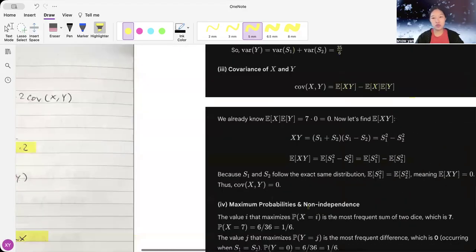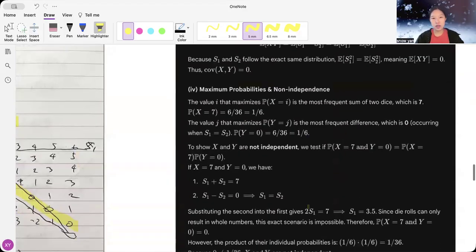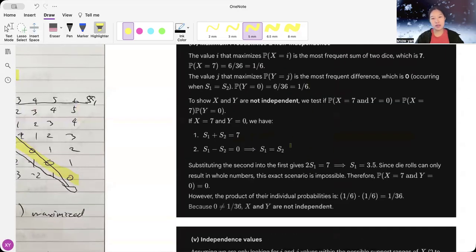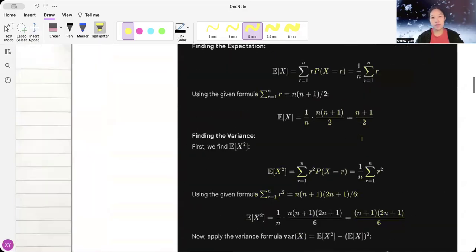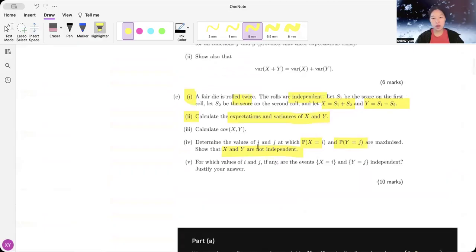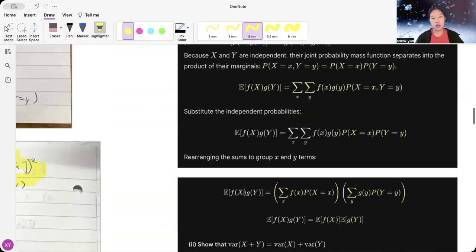I think let me see what Gemini did. Yeah, Gemini did the same thing. You get 1 over 6, 1 over 6, not the same, hence not independent. The same idea. And then for the next part, we have, for which values i and j, if any, are the events independent? Justify your answer.